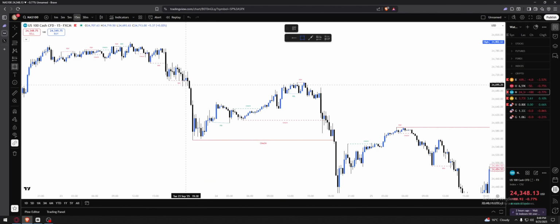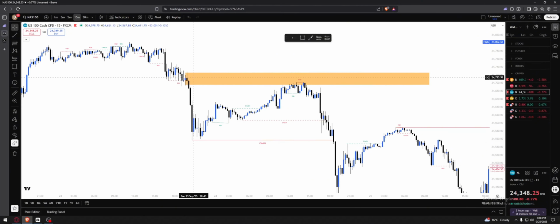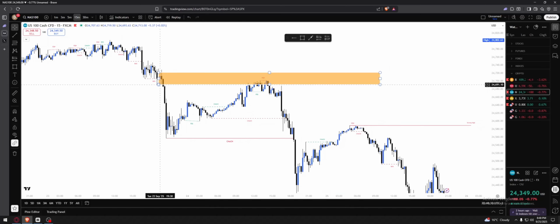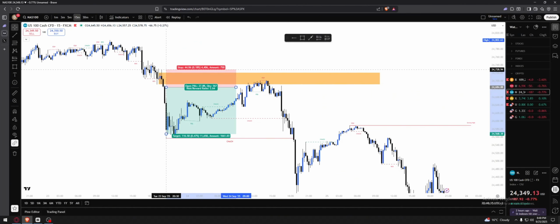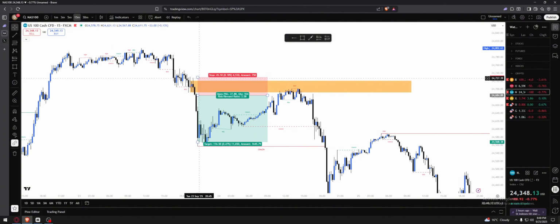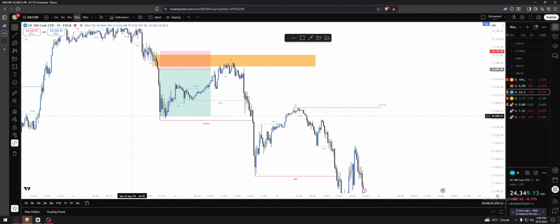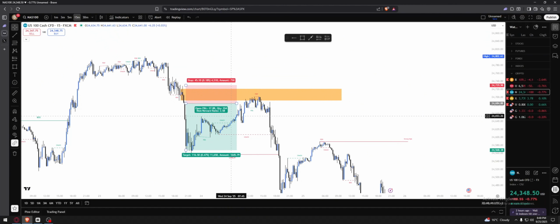So we are going to mark with a rectangle our zone from wick to wick. Okay, this is our zone. So they sold here, right? They sold here. We all agree on that. If we can see, this is our downtrend. So good.